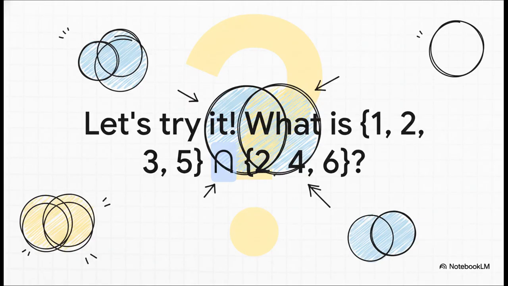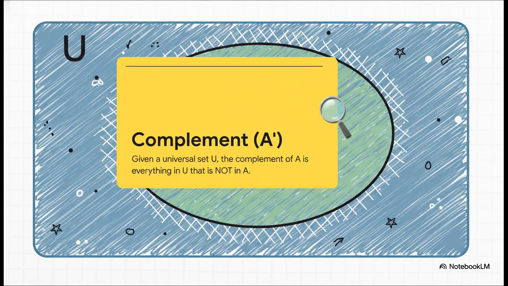All right, let's try a quick one. What's the intersection of these two sets? What's the one thing they have in common? I'll give you a second. You got it right? It's just a set containing the number 2. That's the only element you'll find in both. Simple as that. Okay, now let's talk about the complement. To get this, you first have to define your universe of all possible options. Let's say our universe U is all the numbers from 1 to 10.